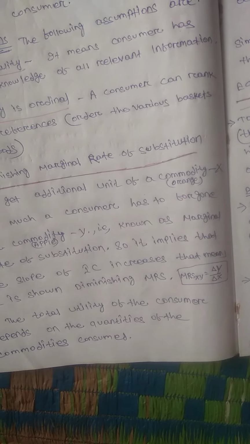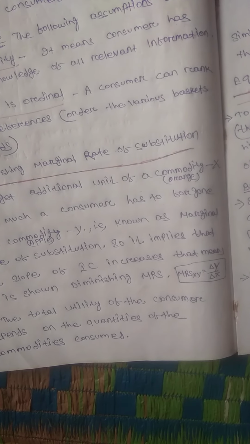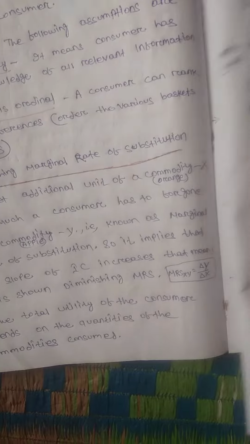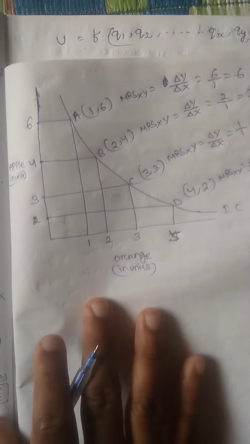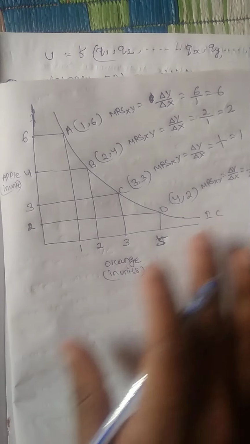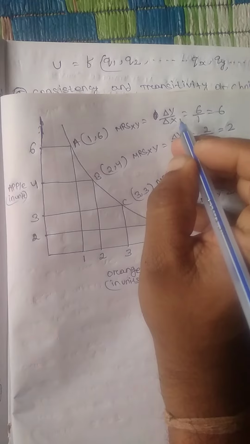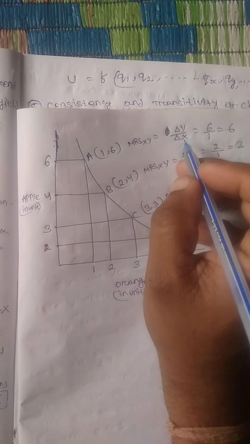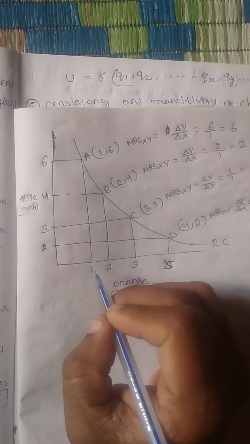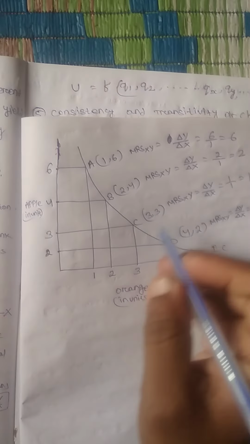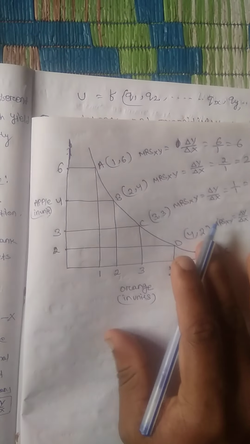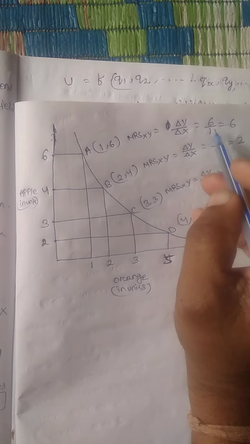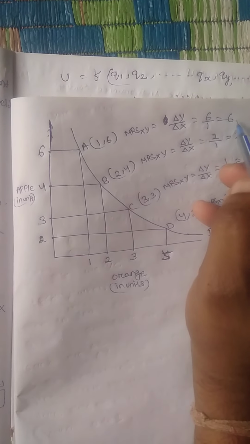To prove diminishing marginal rate of substitution, we have to take an example. Here we have already taken an example. Here MRSXY is equal to del Y by del X. So here del X would be 1 unit of orange and del Y would be 6 units of apple, and this comes out as 6 by 1, which is equal to 6.